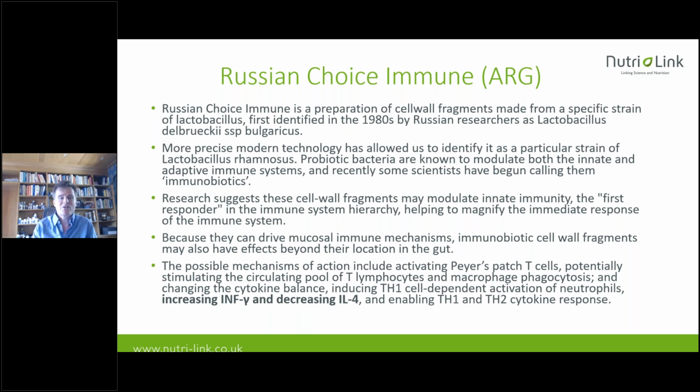Effectively, these cell wall fragments help to drive a mucosal immune mechanism that may have effects beyond the location in the gut. The possible mechanisms are beyond the Peyer's patches, and it helps to support a balance of Th1 and Th2, increasing interferon gamma and decreasing interleukin 4. Remember I said beware of those cytokines, remember them because I'll mention them later on, and this is partly why. The Russian Choice Immune helps to increase interferon gamma, which is Th1, and decreases interleukin 4, which is Th2. So it helps that immune modulation effect. So it could be useful for allergies.